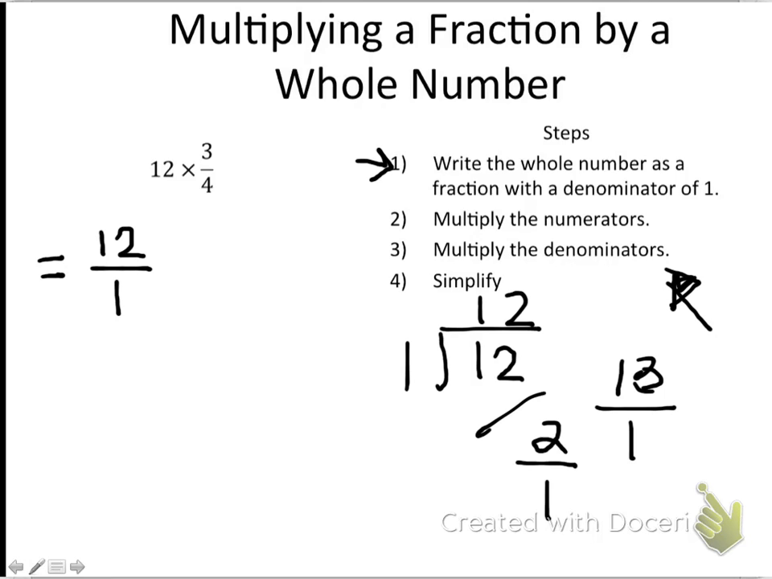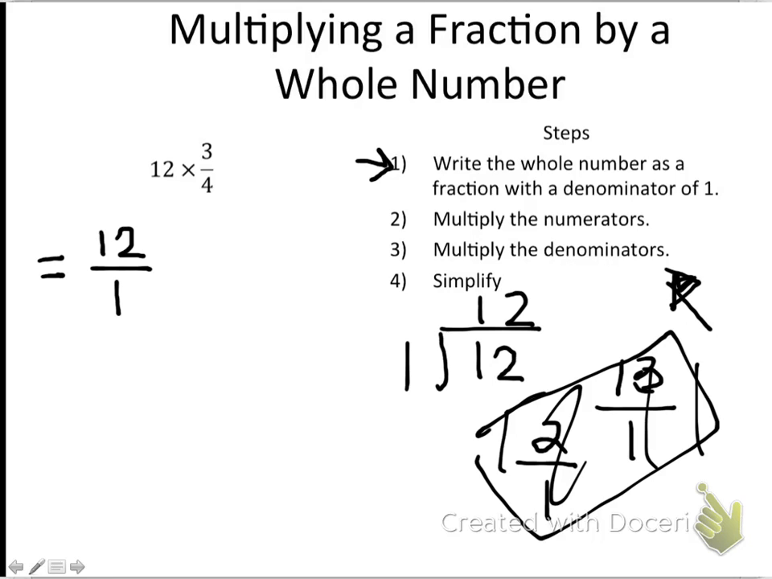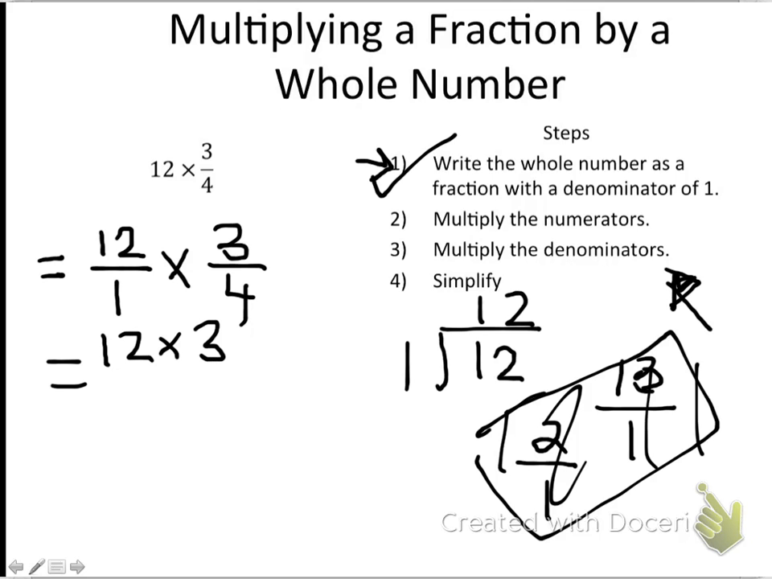Now this is a bit of a side. You don't need to worry about writing that down. Let's go back to our question. So we've done the first step, write the whole number as a fraction with a denominator of 1. Let's do step 2. Oh, I need to write the 3/4 again. Let's do step 2. Multiply the numerators. So it will be 12 times 3. And then step 3 is multiply the denominators. I know that 12 times 3 is 36.